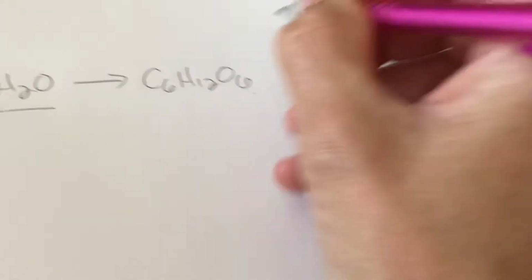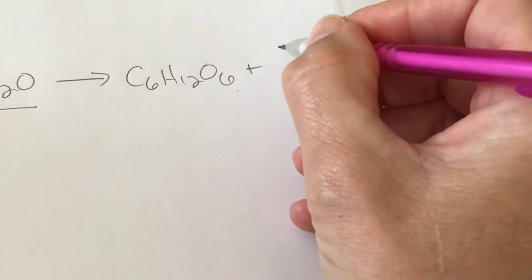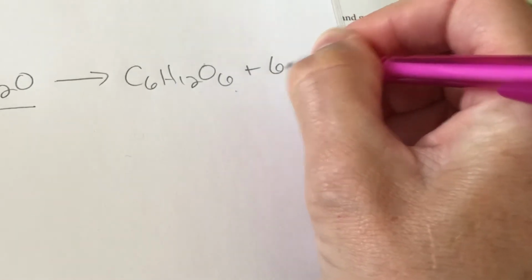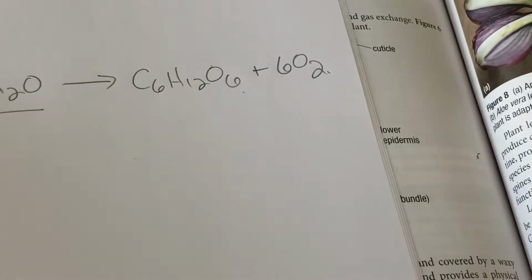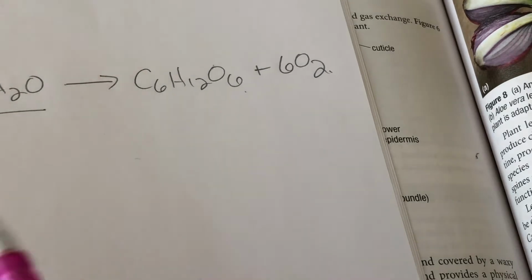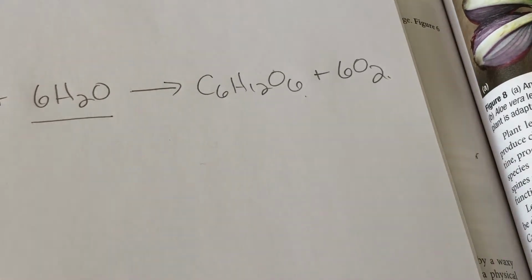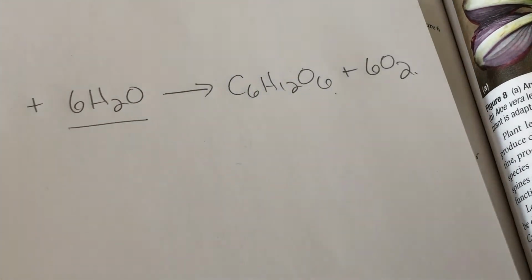I'm going to say glucose, but it can be any sugar. And then we're going to have oxygen as a waste product. So this is the equation for photosynthesis. Please don't leave without knowing it.